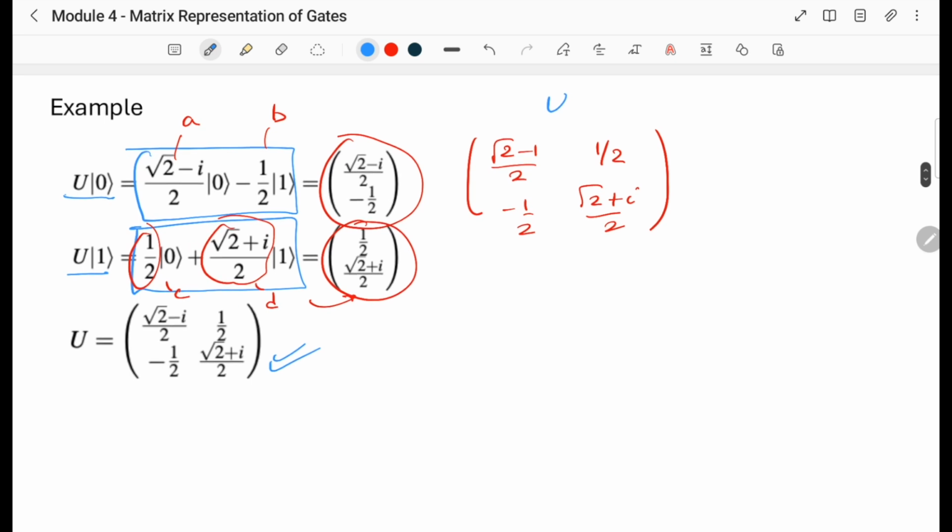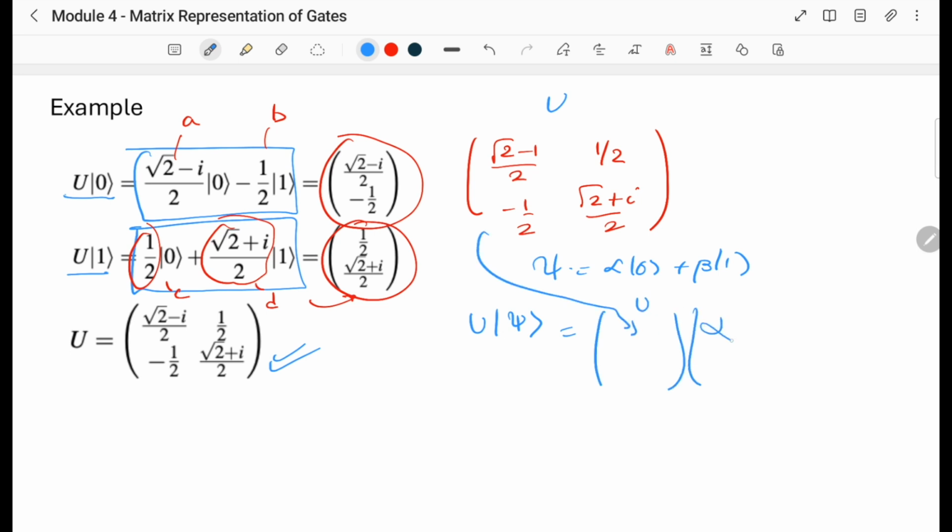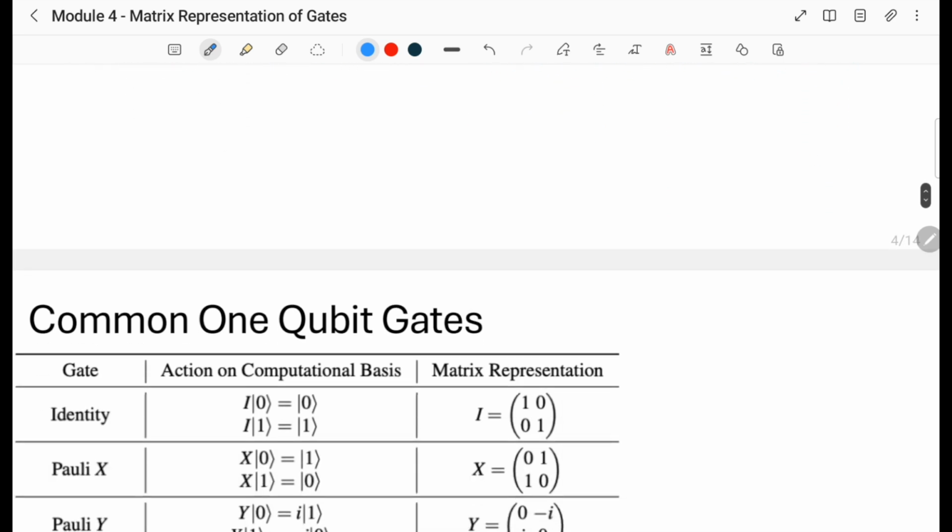Right. And to apply this matrix on any arbitrary psi, where psi is again alpha 0 plus beta 1, we would simply write this matrix U and multiply it with a column vector to obtain something new. Okay. Let's go on to the next topic.